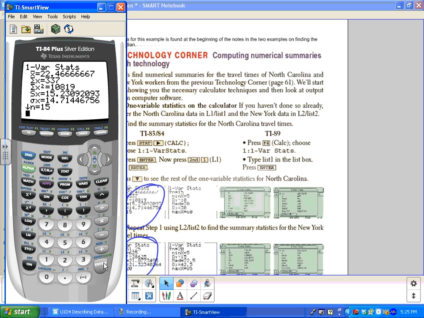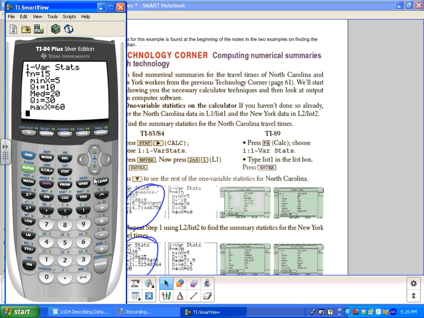All right, so now we have our mean. Our average driving time is 22.47. Our standard deviation is 15.23. And then if we wanted our 5-number summary, we could scroll down and get our 5-number summary. Fairly simple.